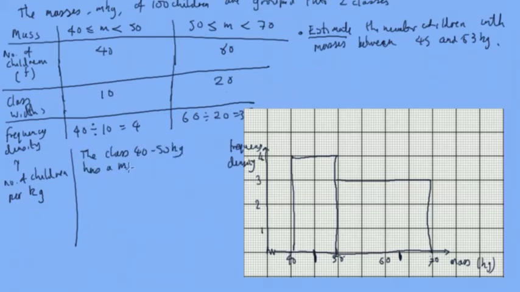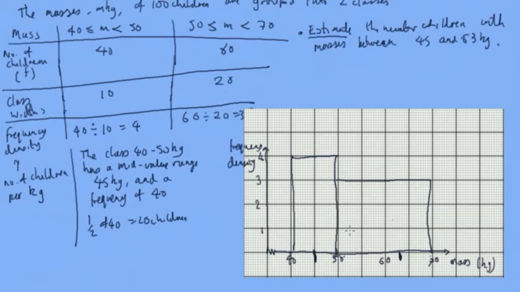has a mid value of 45 kilograms, and it has a frequency of 40. So therefore, for this part of the class, we're going to have half of 40, which equals 20 children.